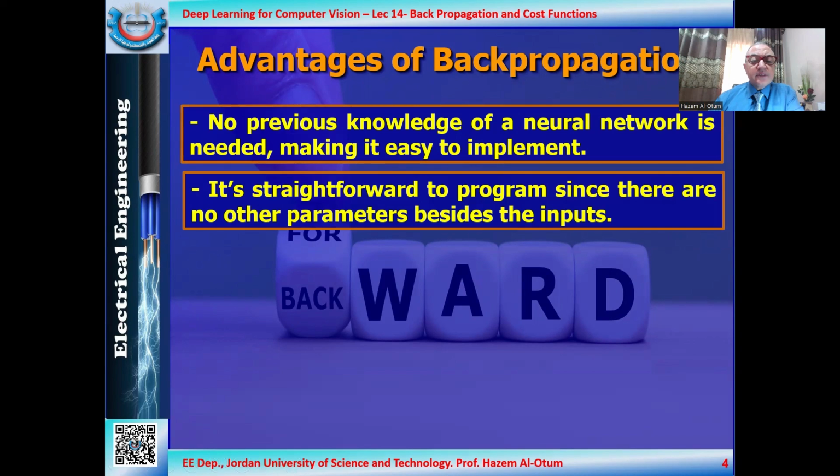The other point is that it's straightforward to program since there are no other parameters besides the input. Backpropagation doesn't require additional parameters. You just need to find the rate of change or the error rate and propagate back and try to correct the values of the parameters like W, B, and the activation function parameters.